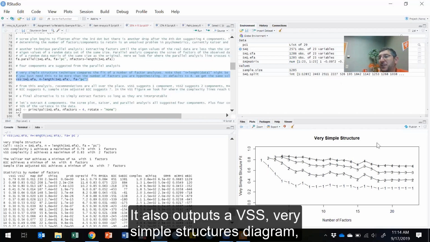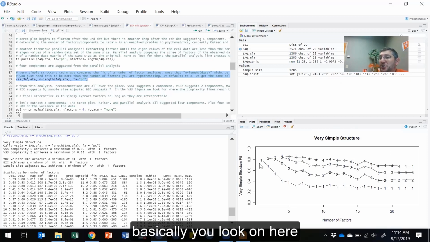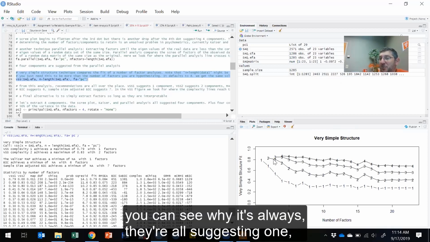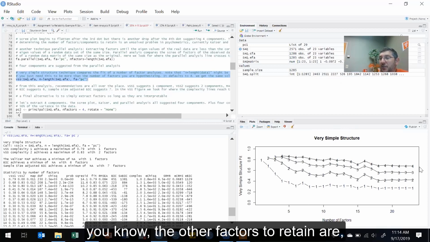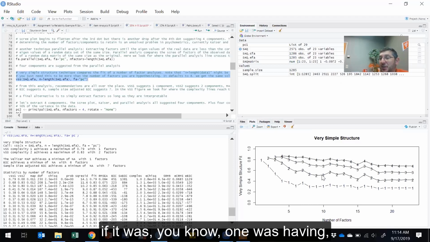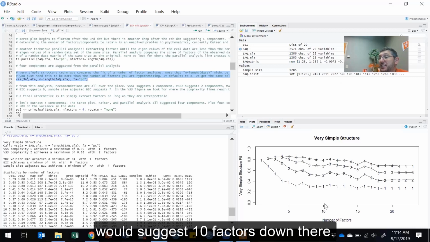It also outputs a very simple structure, VSS, diagram. Basically, you look on here for where these achieve a maximum. You can see why they're all suggesting one: none of the other factors retain a very simple structure fit. If the maximum was way up here, at 10 factors, then that would be different.